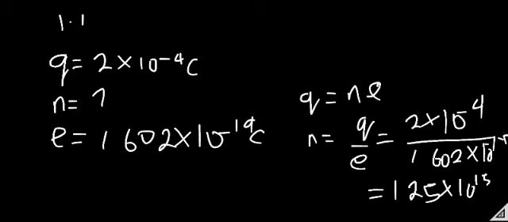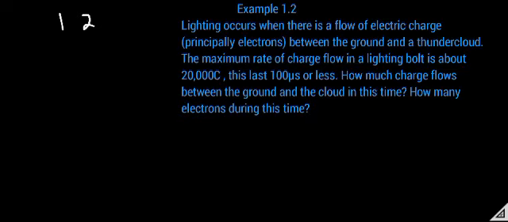The next question here, example 1.2, says lightning occurs when there is a flow of electric charge between the ground and thunderstorm. The maximum rate of flow in a lightning bolt is about 20,000 coulombs per second. This lasts for 100 microseconds or less, right? How much charge flows between the ground and the cloud in this time, and how many electrons?